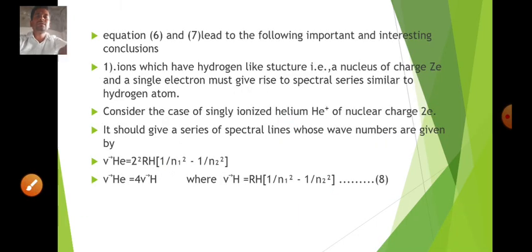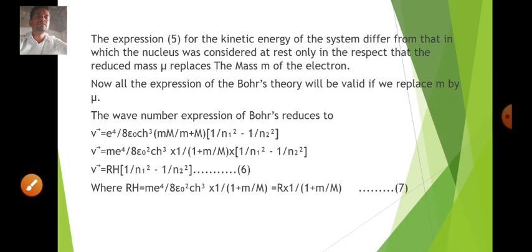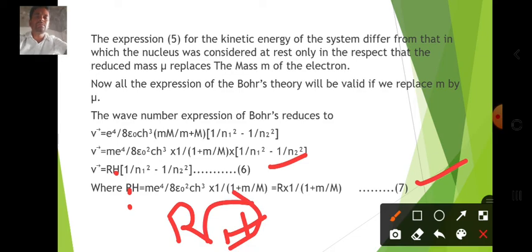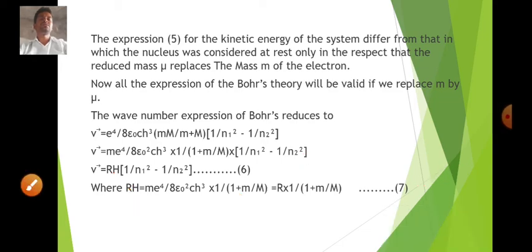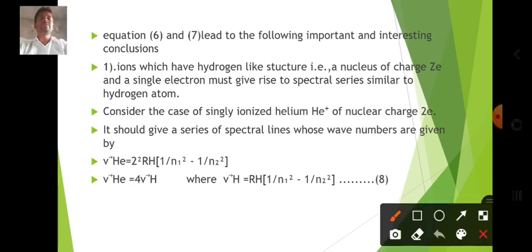And now see equations 6 and 7. In equation 6 and equation 7 there is R_H. H is a small h, indicating hydrogen. It is not possible to write a very small h here, so I have written capital R into capital H, where R is called the Rydberg constant. From equations 6 and 7, there are certain conclusions, so let me explain those conclusions.